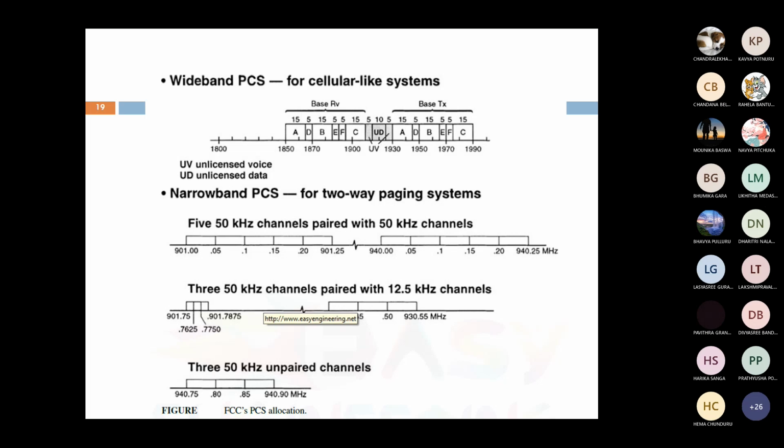In narrowband, we require a larger number of channels. The same band can be divided into a number of channels.